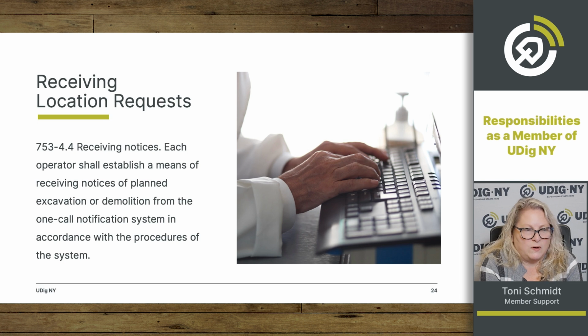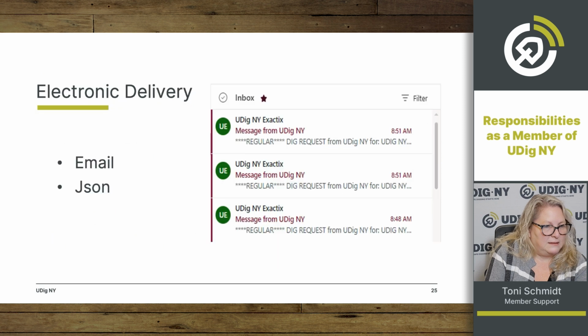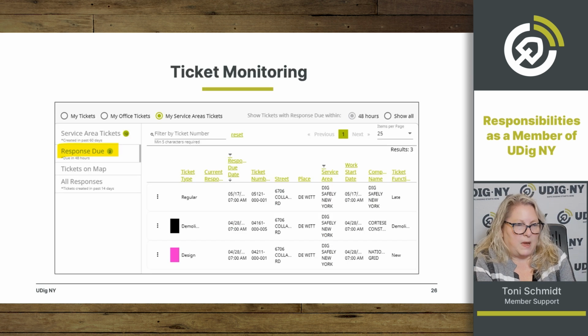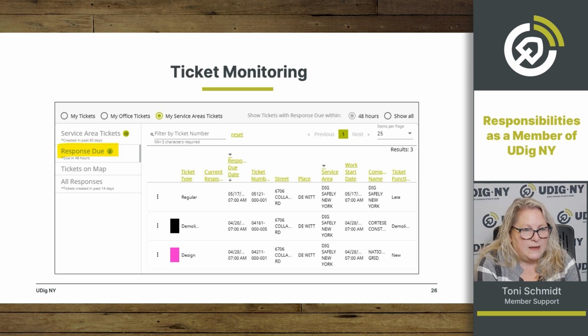Another responsibility of a member is providing and maintaining a means to receive location requests. UDig NY uses electronic delivery, and the current options for delivery are email and JSON. Members can receive through their own email, which is the most common method, or with a JSON setup. Members are strongly encouraged to manage their location requests through Exactix. Contacts with a positive response permission will have the ability to view and to respond to their location requests for their particular service area.